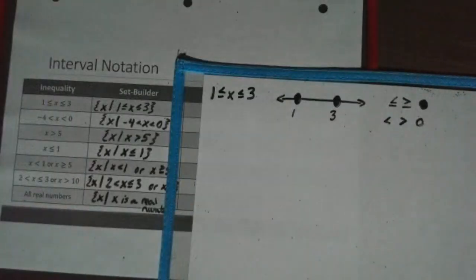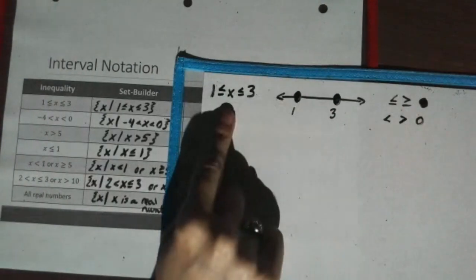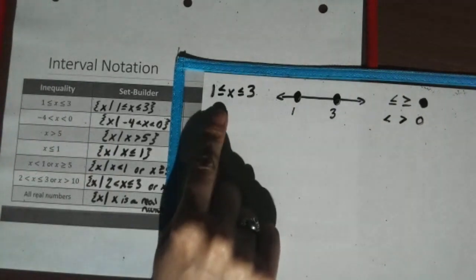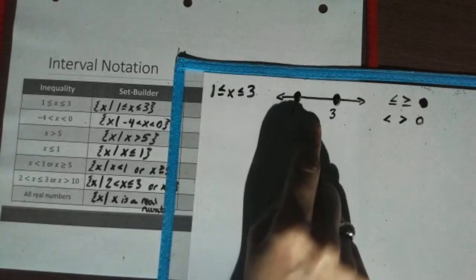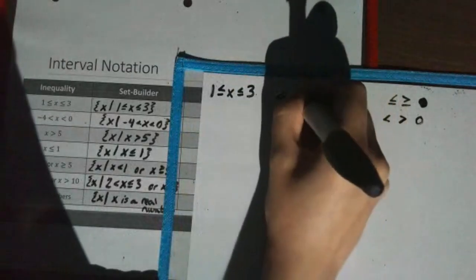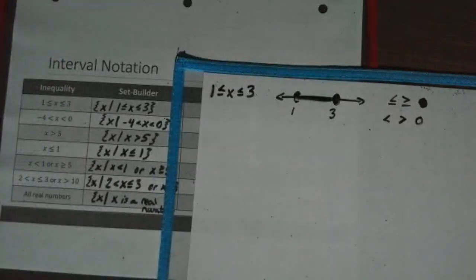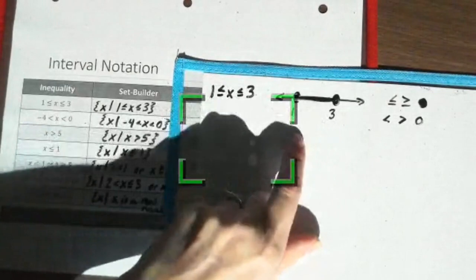These closed circles mean that these values are included in the set. So x equals 1 satisfies this inequality. The value 1 is greater than or equal to 1 and less than or equal to 3. But all the values between 1 and 3 also satisfy this inequality. So what I need to do is highlight those, and the way I usually do it is by making it bolder. So what this is showing is that 1 is included, 3 is included, and all of the numbers in between.